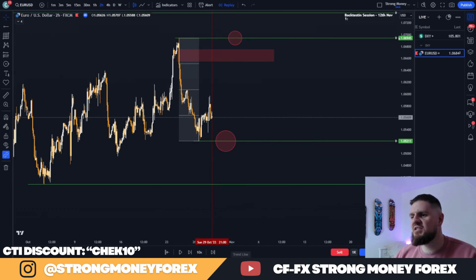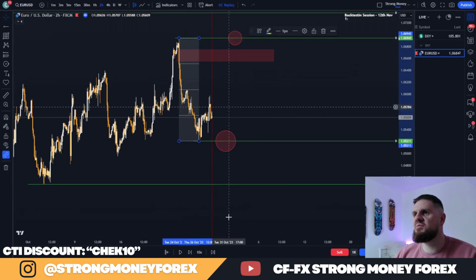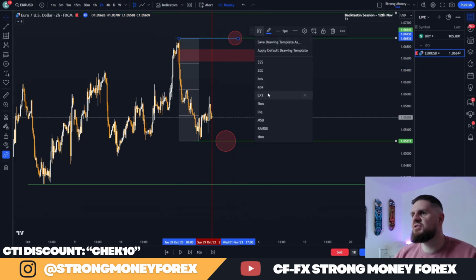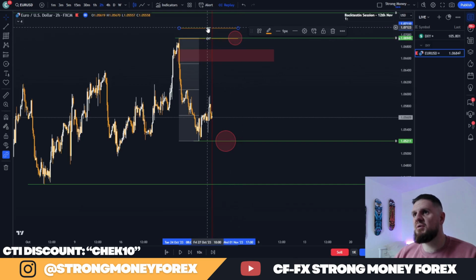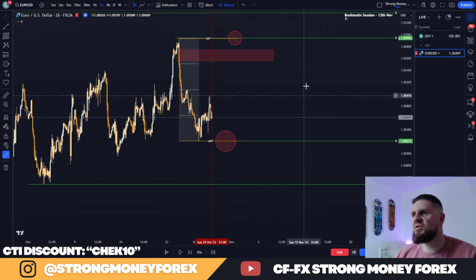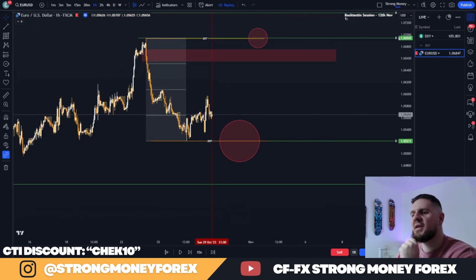so the external liquidity to be taken out, which is that external liquidity point there. I would expect that to be taken. Let's mark that on as external, and then I'm going to put another one down here as well. Let's mark that on as external. So those are our external liquidity levels. We've got daily levels lining up with them as well. So let's just have a quick look and see what we get.